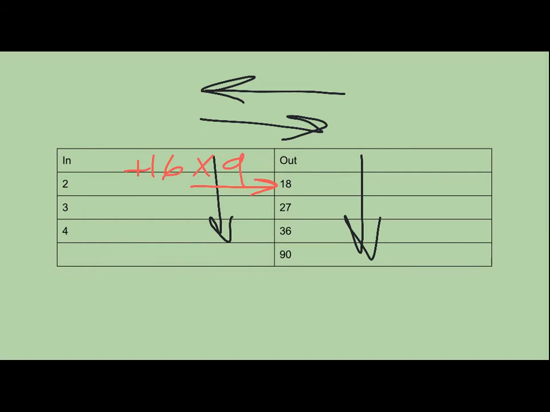Let's see, from 3 to 27, that would be plus 24, or times 9. So it does appear that times 9 is going to be our pattern. And so then let's check. 4 times 9 will give us 36. So this last one's going to have to be times 9. So what times 9 will give me 90? Or I could flip that around. What is 90 divided by 9? That will give me 10.